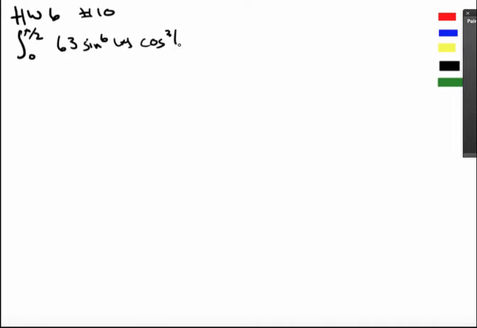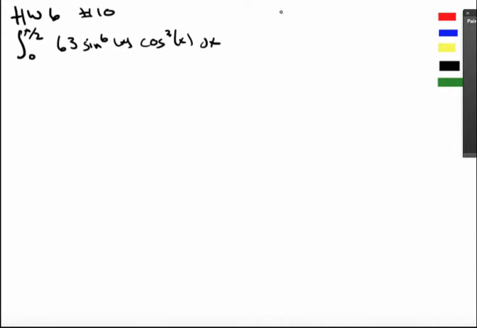Okay, so this is homework number 6, problem number 10, which is the integral from 0 to pi halves of 63 sine to the 6 of x and cosine to the 3 of x dx.